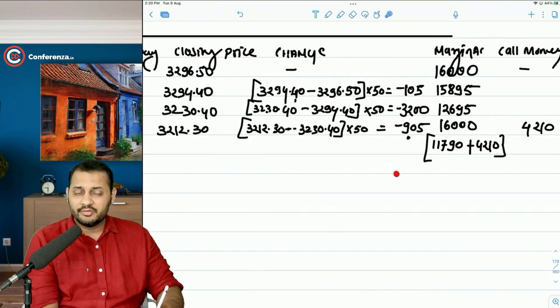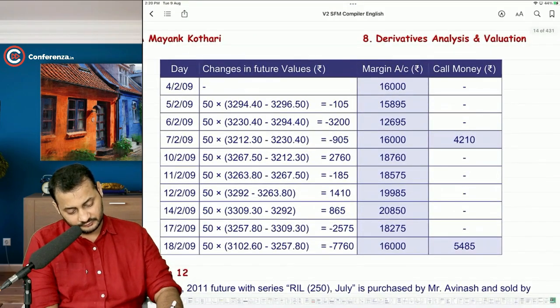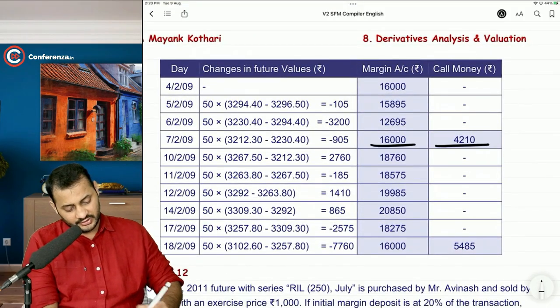If you want to continue in this market, if you have some hopes that tomorrow and the day after tomorrow there will be some positive news, then first you have to deposit 4210 rupees. Make your margin account level 16,000 again, and then you can start playing from tomorrow as well. Now I'm coming directly to the answer. So do you realize 4210 at this point of time?